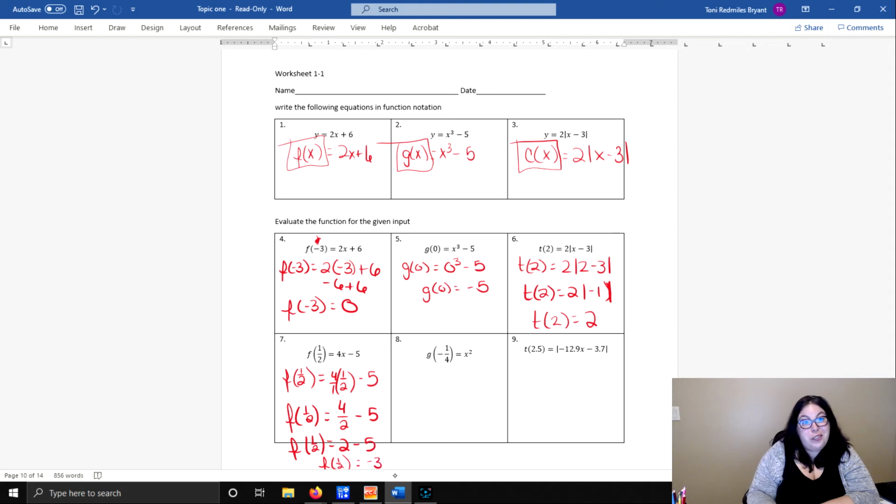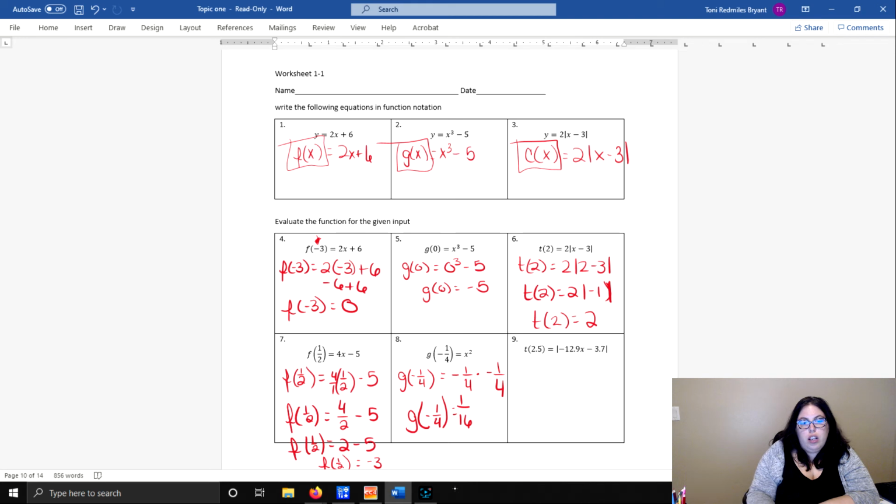Now I'm going to do a 1/4, and it'll still be fine. It's a -1/4 that I'm putting in. Remember that the square just means I'm taking -1/4 times -1/4, so I'm going to write it out that way. That is going to be a positive because 2 negatives make a positive. It's going to be 1/16. So when I input a -1/4 in this equation, I output a 1/16.